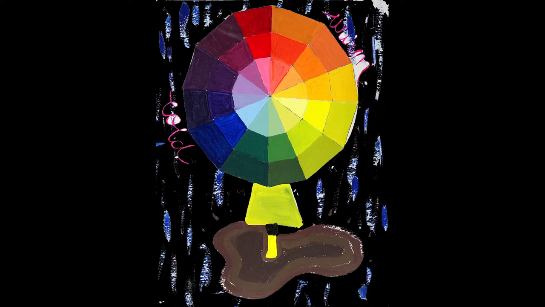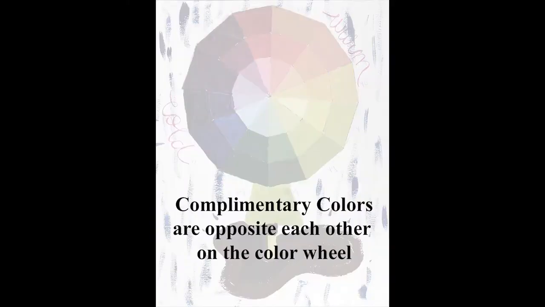Now that you've painted the color wheel, let's take a closer look at color theory. Complementary colors are opposite each other on the color wheel. Red and green are opposites on the color wheel. Red absorbs blue and yellow waves and reflects red. Green absorbs red waves and reflects blue and yellow. All the wavelengths are represented.